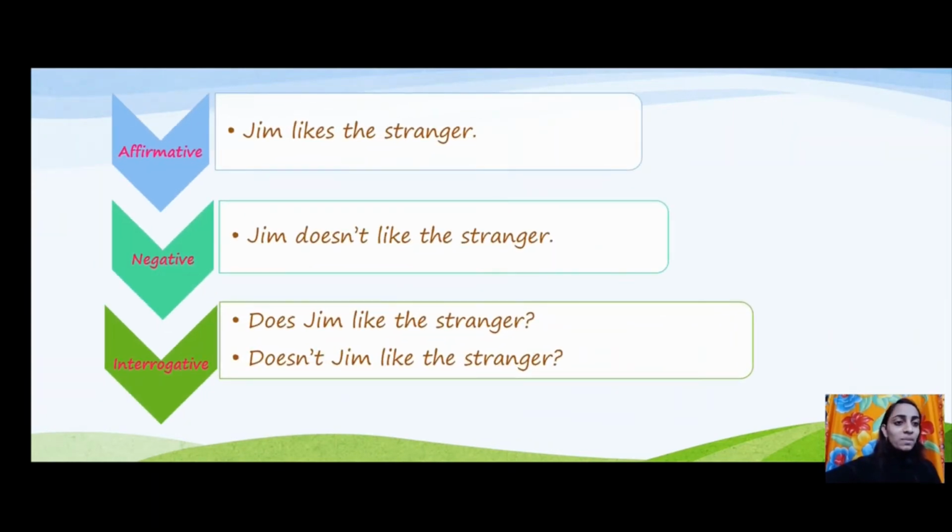Let us see some more examples. Your first one. Jim likes the stranger. This is an affirmative sentence. And let us change it into negative. Jim doesn't like the stranger. Now, let us form interrogative sentence. Does Jim like the stranger? Doesn't Jim like the stranger? One more example.